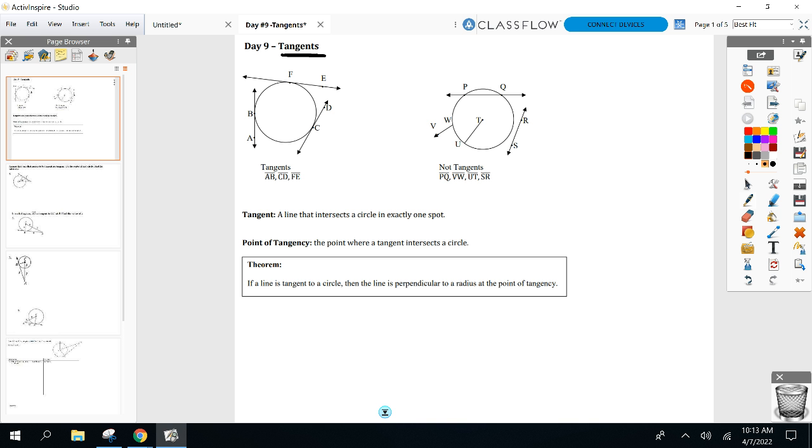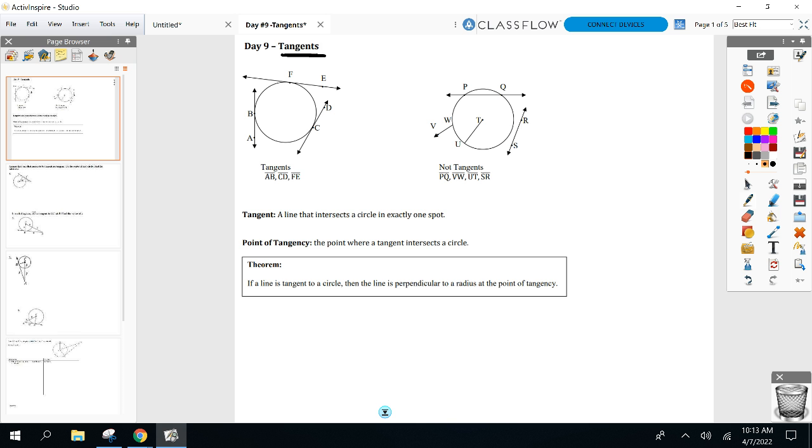Number 1, it's a radius. And number 2, is it a full line? No, it's got to be a line. And what's the problem with WV? It's not a line. If I extend it, how many times is it going to touch? Twice, right? So that's why all 4 of those aren't tangents. A tangent touches the circle exactly once.